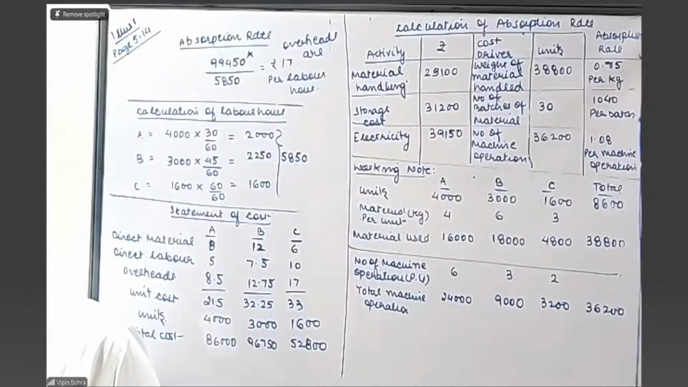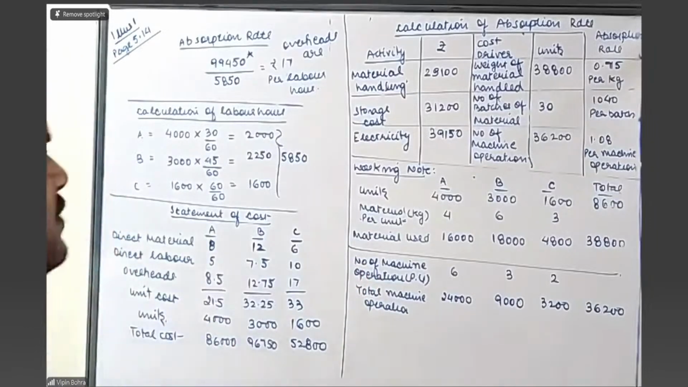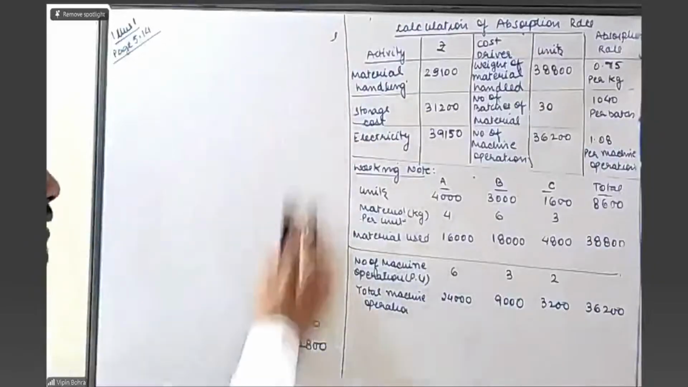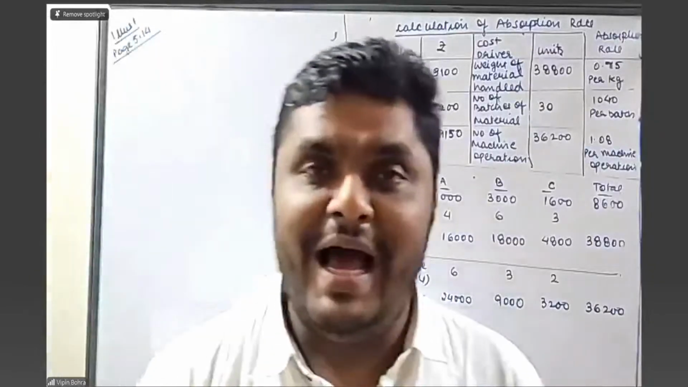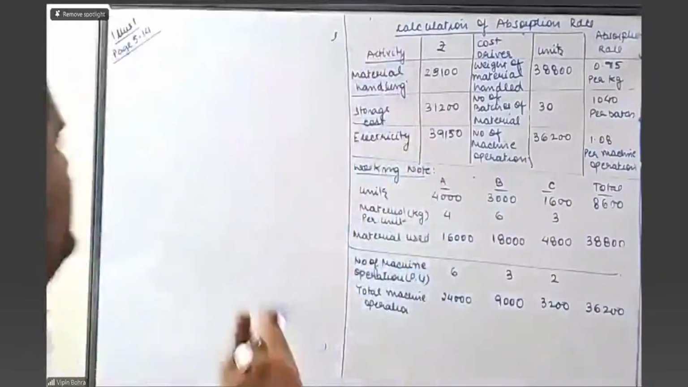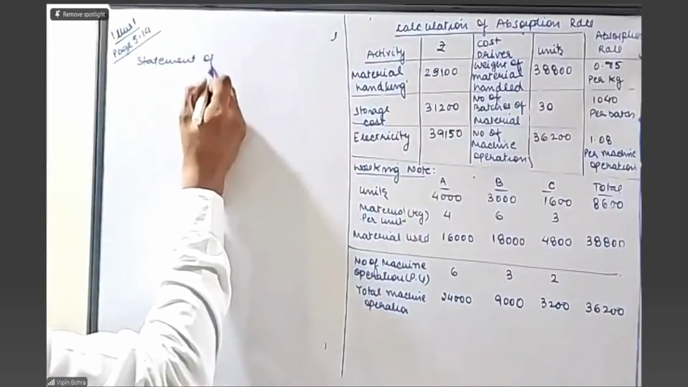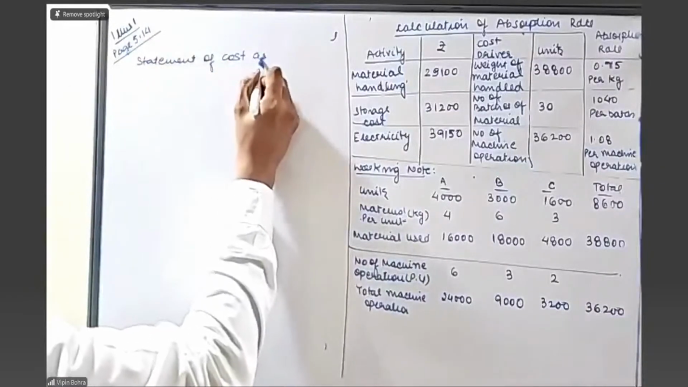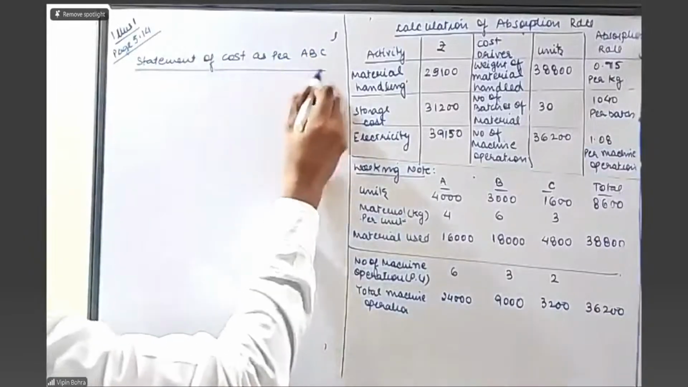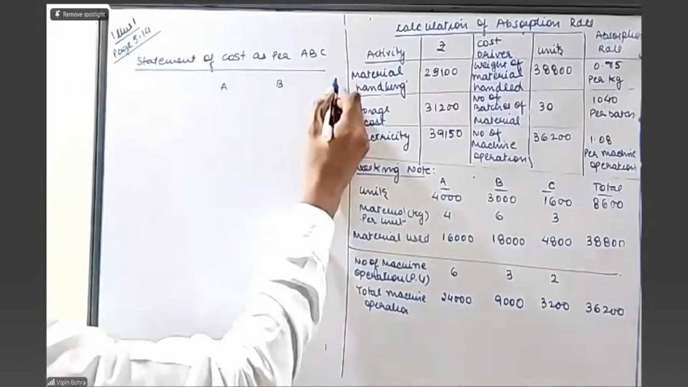Yes. So now let's proceed with the solution. The solutions are a bit lengthy, but trust me, it's very easy. Basic mathematics, very simple. Now, statement of cost as per ABC. There are three products, A, B, and C.